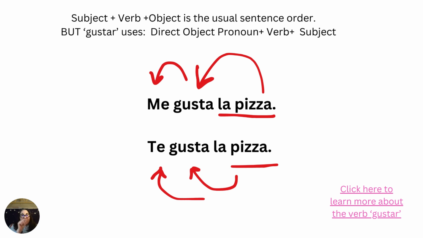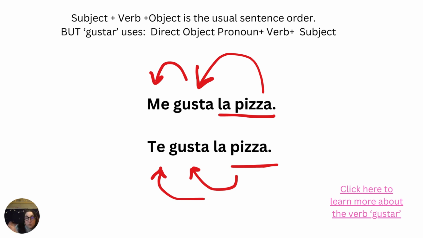Now, usually in English, we have subject, verb, object. That's our usual sentence order. But gustar and the other verbs that I mentioned use an indirect object pronoun, verb, and subject order.